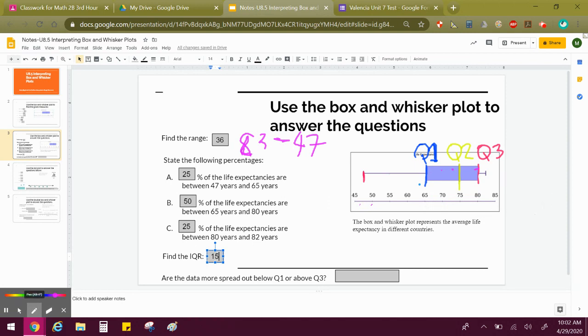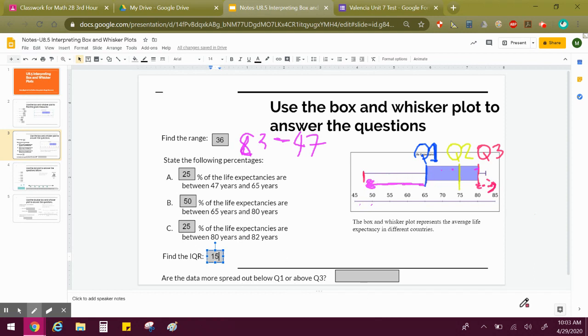Below Q1 is everything from Q1 this way to the very end of the whisker. And everything above Q3 is everything this way of the whisker heading to the right. So everything all the way to the end that way. That's above Q3. Above Q3 is from the end of the box to the end of the whisker. Below Q1 is from this end of the box to that whisker.